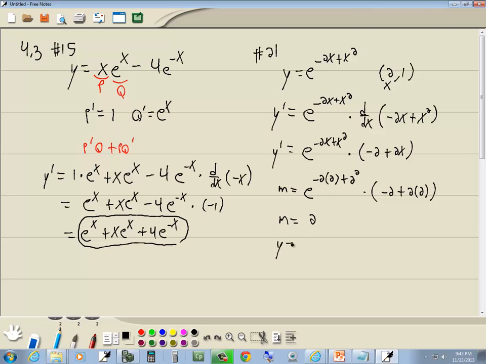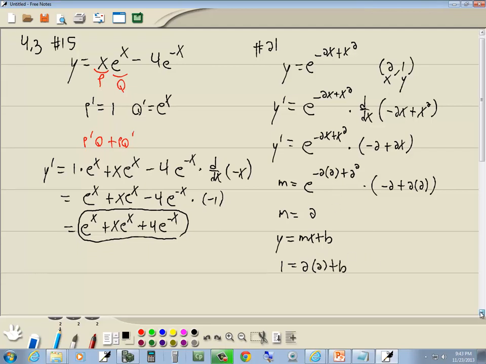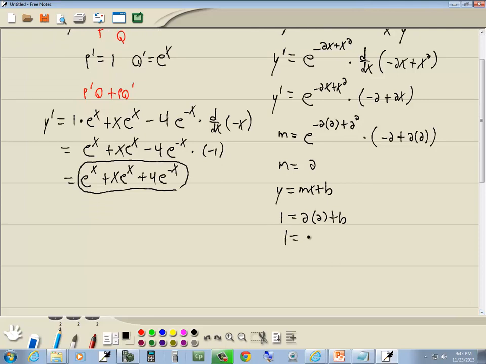Now, step 3, we want to plug in our x and our y from our point. So y is 1, m we just said was 2, and x is 2. And then solve for b. So we got 2 times 2 is 4 plus b, take the 4 over, and you get b is equal to negative 3. So our answer is y is equal to, plug in our m, which is 2, 2x minus, and we'll plug in our b. So y is equal to 2x minus 3.